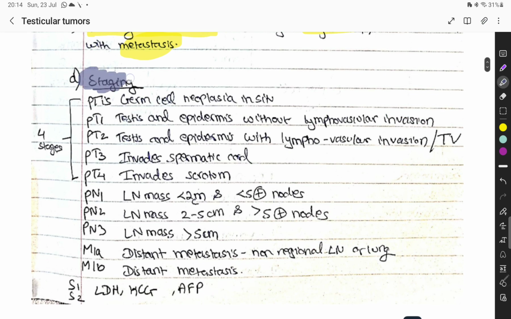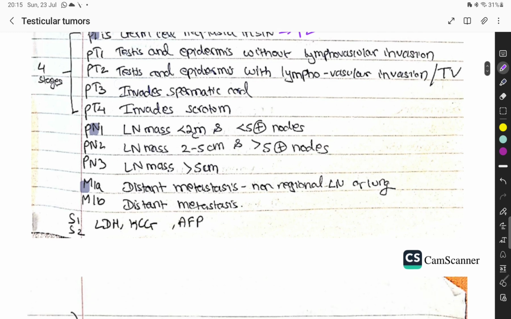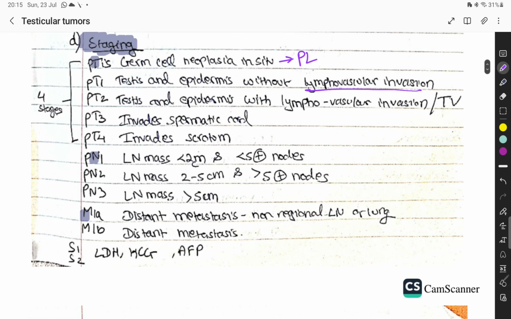So, staging of testicular tumors. It is TNM staging. T is for tumor, N is for lymph node, and M is for metastasis. T is for germ cells. pTis is for precursor lesion, already said, germ cell neoplasia in situ. pT1 is without lymphovascular invasion in testis and epididymis. So the tumor is in the testis and the epididymis without lymphovascular invasion. In pT2, the tumor is in the testis and the epididymis with lymphovascular invasion, and also sometimes seen in the tunica vaginalis.